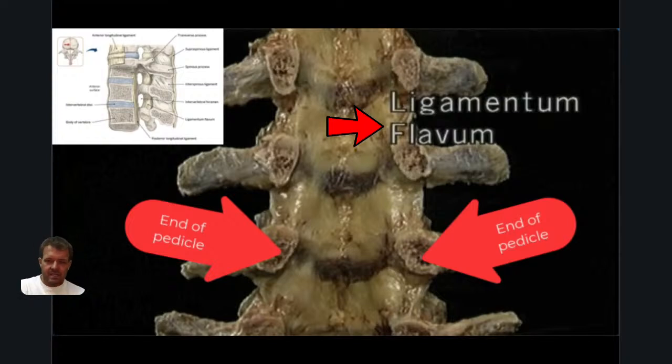So if you get forced forward really quickly, like in a car accident or some kind of sporting accident like skiing, and you get really quickly flexed forward, what that will do is it will stretch the ligamentum flavum. So all of these ligaments will then be susceptible to be stretched.